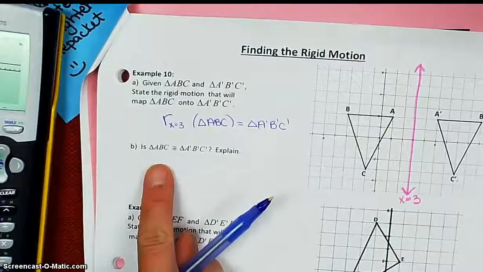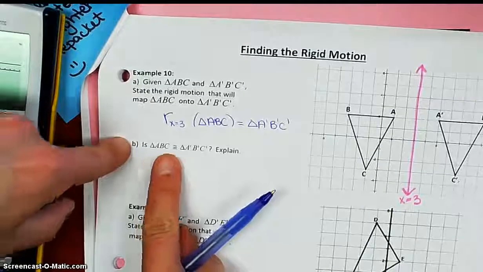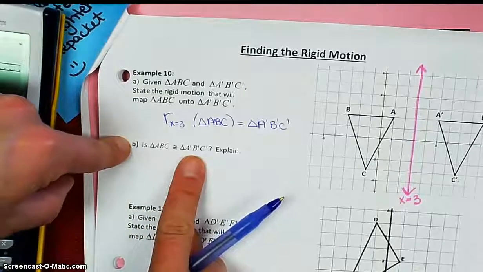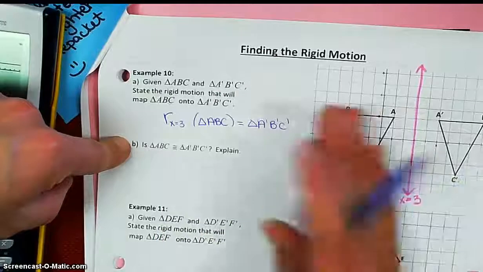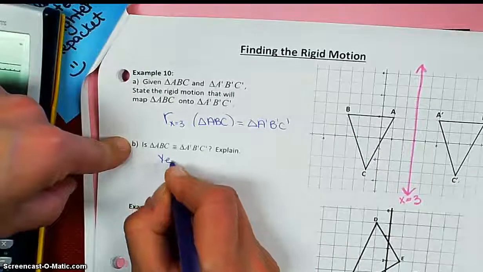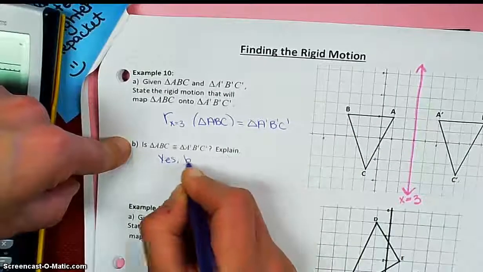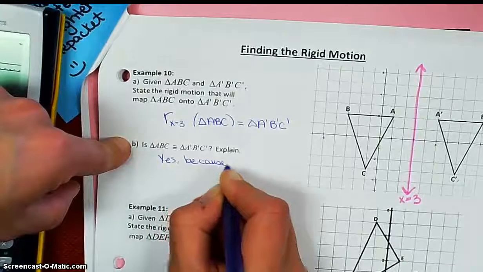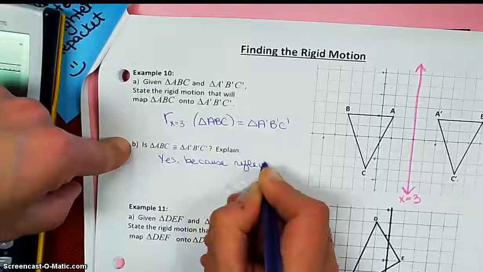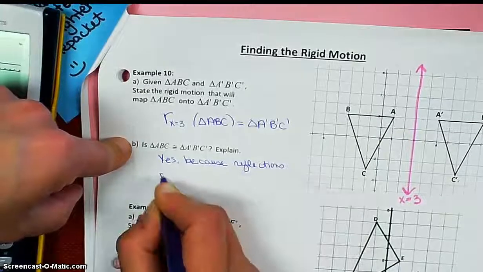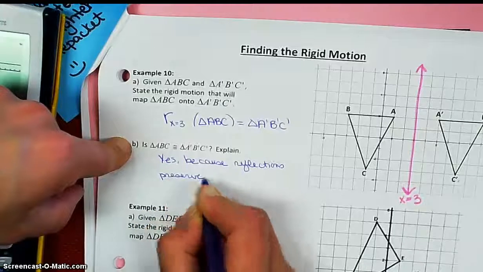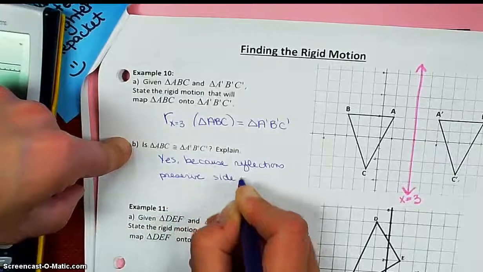Okay, and then our final question here, is triangle ABC congruent to triangle A prime, B prime, C prime? Well, let's take a look. Are they the same? And the answer here is yes. Now to explain it, we're going to say because reflections preserve side measure and angle measure.